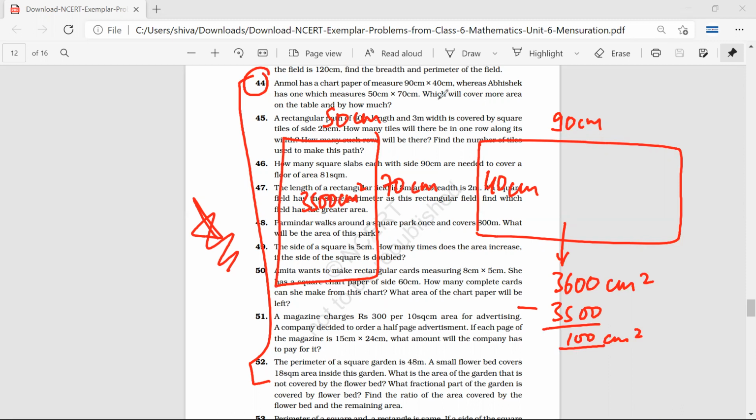Which chart paper will cover more area on the table? This is Anmol. This is Abhishek. So the first part answer is Anmol. And by how much? 100 centimeters square. Great.